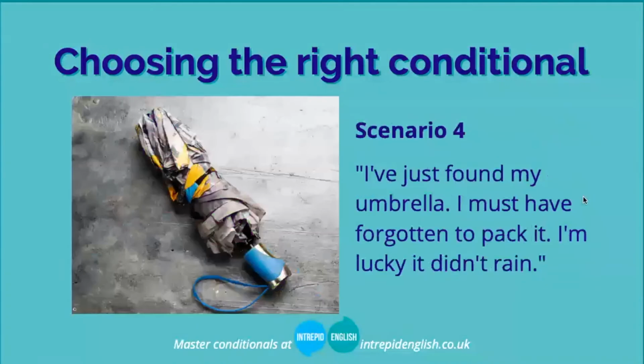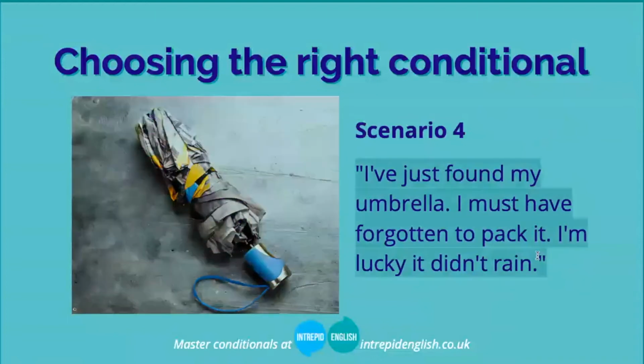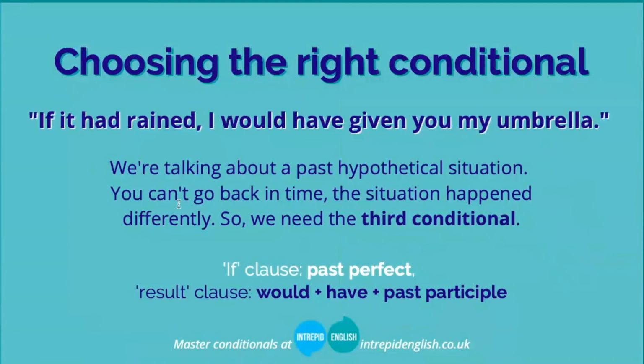So, right, here we go. Scenario 4. Now remember, when we're talking about the third conditional, we're talking about a hypothetical past situation. So here's a scenario. I've just found my umbrella. I must have forgotten to pack it. I'm lucky it didn't rain. So we're talking about after a holiday or after a trip. You come home and you remember, oh, there's my umbrella, I didn't pack it. But it's okay, because if it had rained, I would have given you my umbrella. But it didn't rain, so I didn't need to.